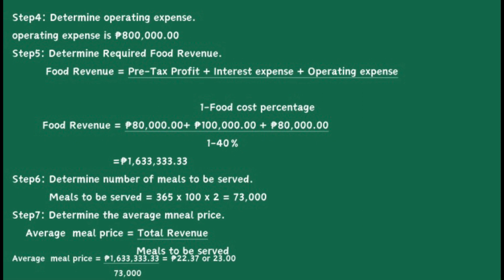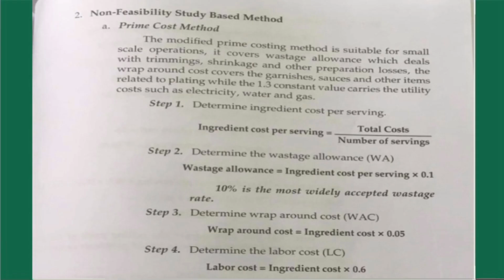Step 6, determine number of meals to be served. Meals to be served equals 365 times 100 times 2 equals 73,000. Step 7, determine the average meal price. Average meal price equals total revenue divided by meals to be served. Average meal price equals 1,633,333.33 divided by 73,000 equals 22.37 or 23 pesos.